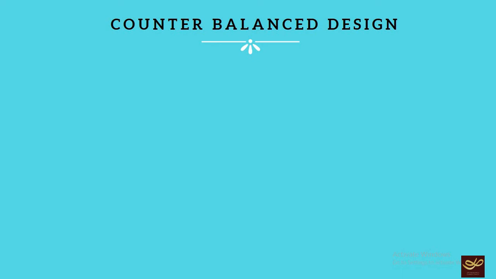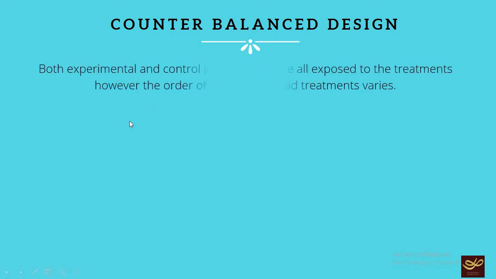Now let's try to look at counterbalance design. So the counterbalance design is very interesting, as both experimental and control intact groups are all exposed to the treatments. However, this is the twist here. The order of the exposure to said treatments varies. Now let's try to look at an illustration for this when there are actually three groups. Three groups, and let's say there are three treatments, and we call this as three treatment counterbalance designs.